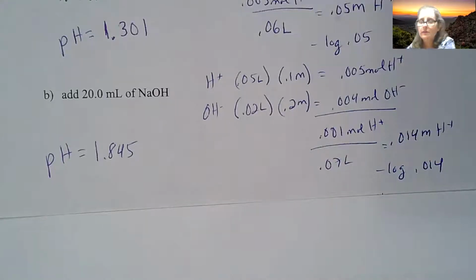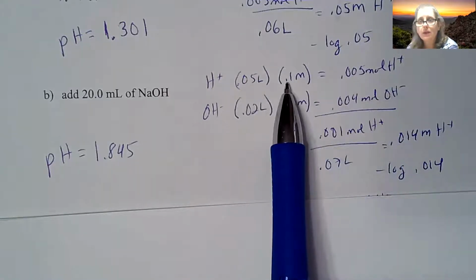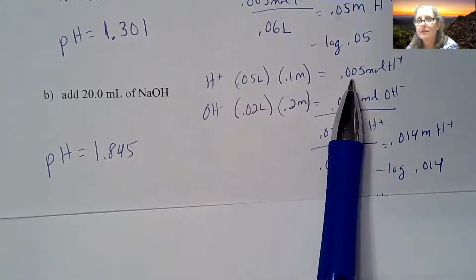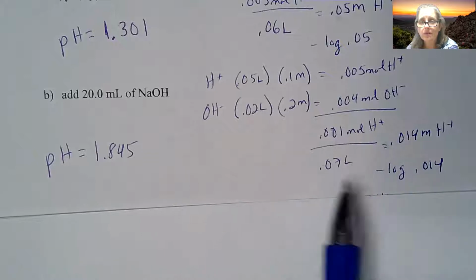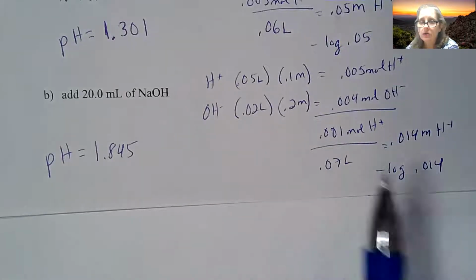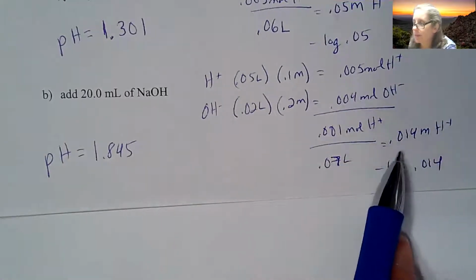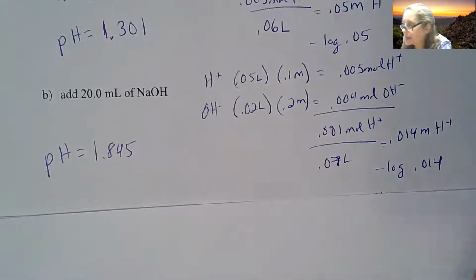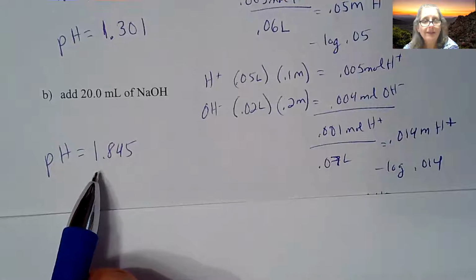So adding 20 mL of NaOH, again, I always go back to how much H plus I have in there. That's always going to be the same value. And then all you have to do is take the volume times the concentration. You end up with more H plus until you hit the equivalence point. You do it over the total volume, which in this case is 0.07 liters. So you end up with 0.014 molarity as my H plus concentration. So I end up with a pH of 1.845.